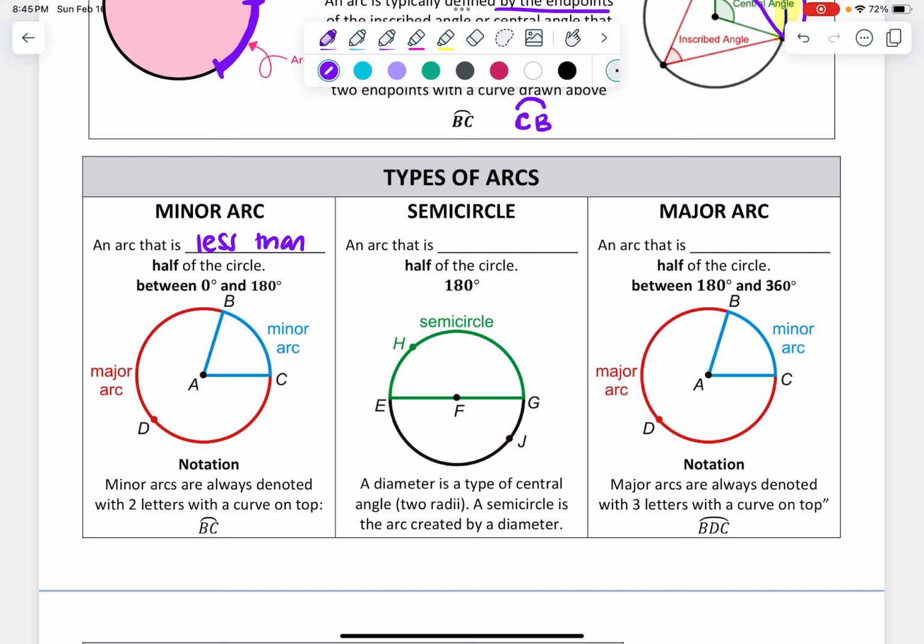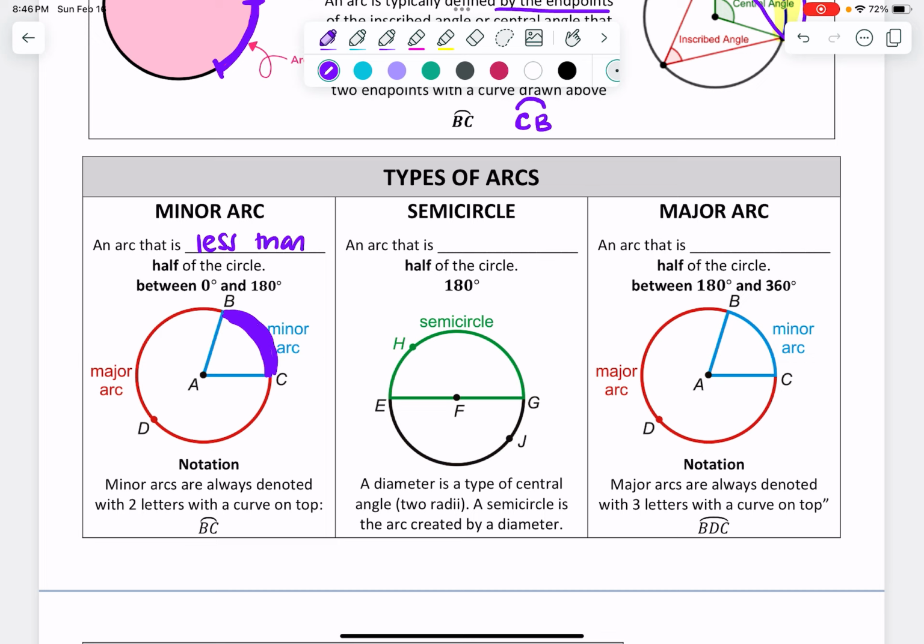179.999 degrees, it's a minor arc. So any arc that measures less than half the circle is considered a minor arc. Now, a minor arc is denoted, like we said before, with those 2 letters with the curved marking on top. And those 2 letters come from the endpoints. So this minor arc here that's pictured in blue, which I'm now shading in purple, is denoted by the 2 endpoints with the curved marking on top.